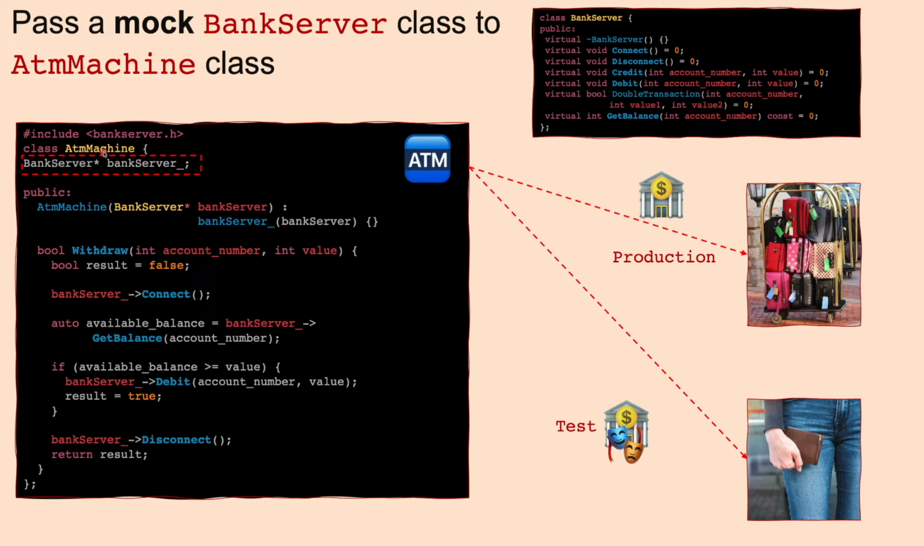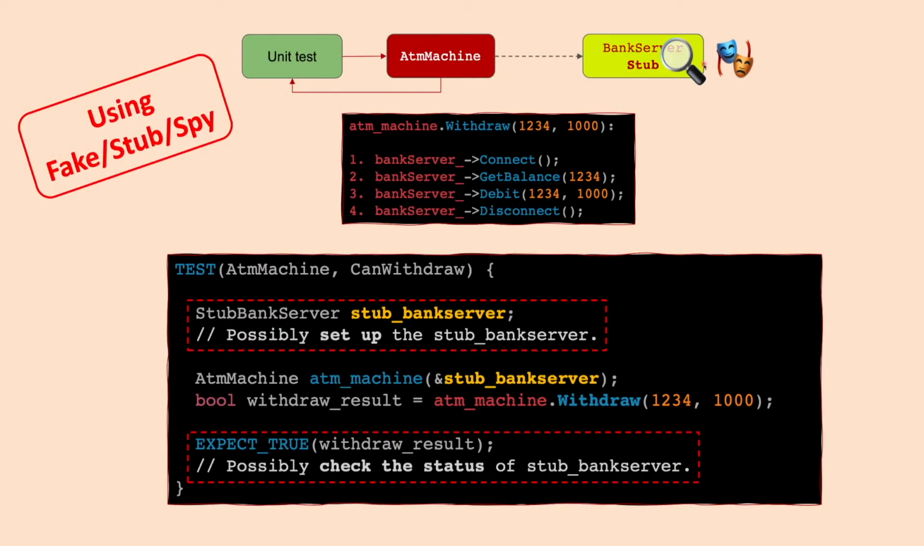The way I wrote my ATM machine, I don't really have to change my code. I can use C++'s polymorphism to inject the class that I want. I can inject this class for production purposes, and I can inject this class for testing purposes. So let's focus on this and see how we can implement this class. If you want to replace your bank server with a fake, stub, or spy, what you have to do is to create a new class, call it stub bank server, for example, which provides the same APIs, and then use that in your unit test.